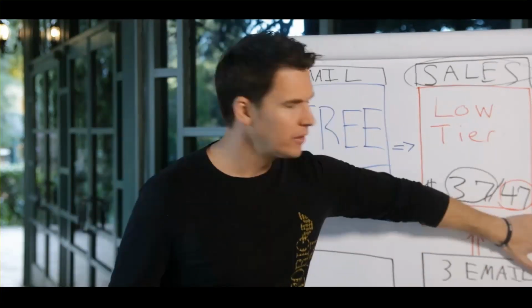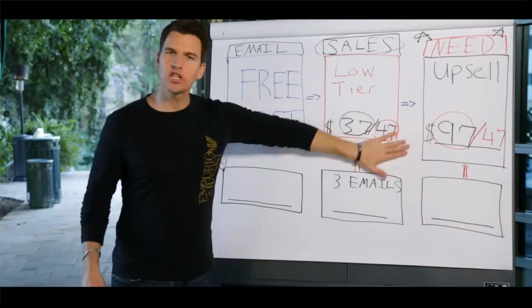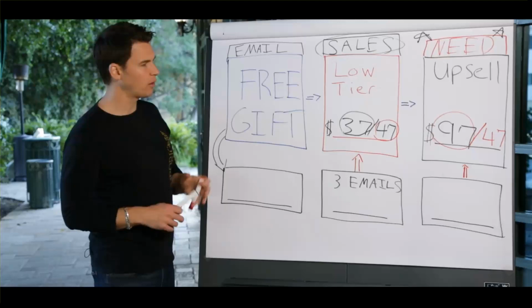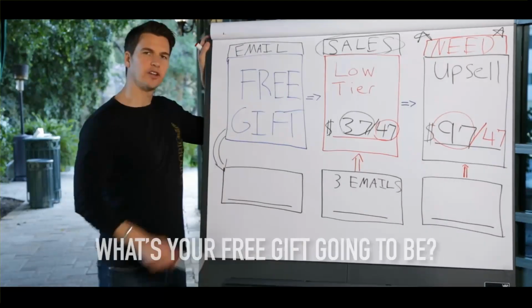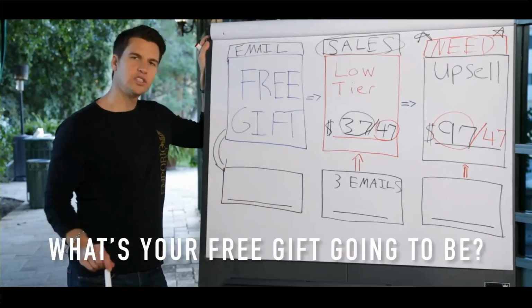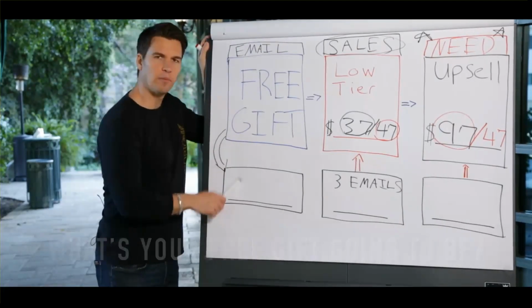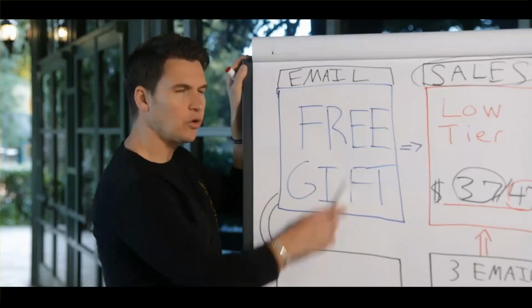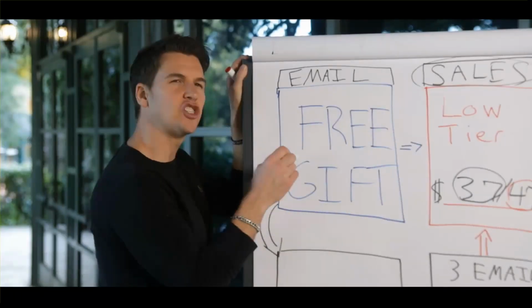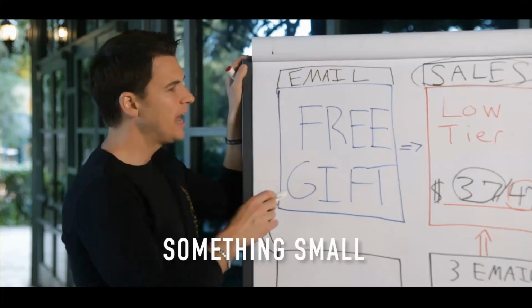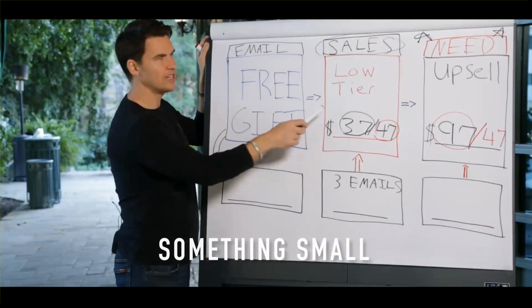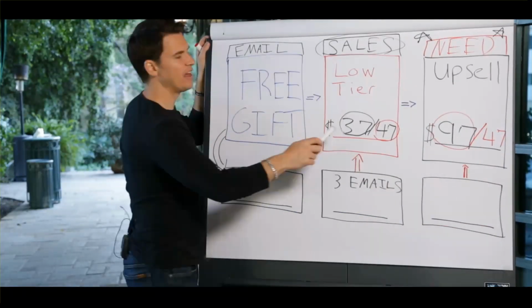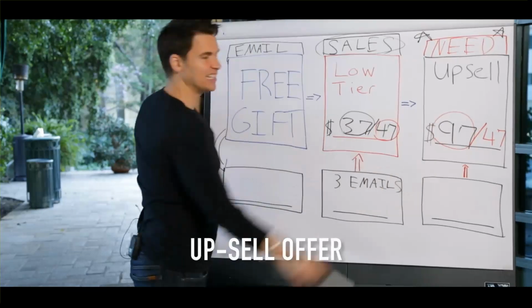So, for you, what I want you to be thinking right now is, just pause for a second. I want you to think through, what's your free gift going to be? You can take a look below. There should be a worksheet down there for you to think through what that free gift is. A free gift can be something small that they absolutely need, and then the low tier offer is the next thing that they need. And then the upsell offer is the next thing that they need.